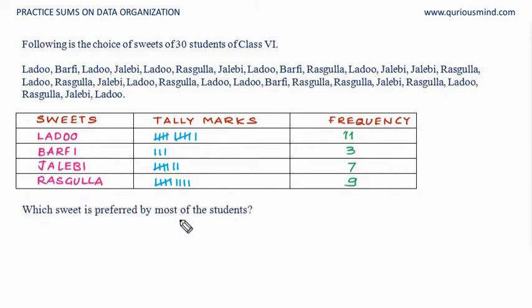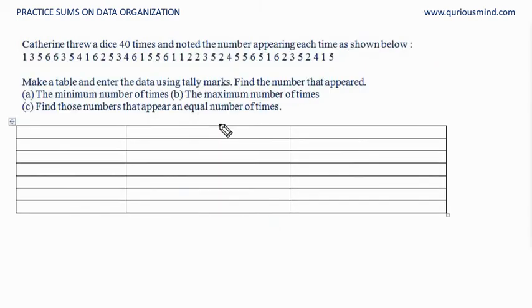Which sweet is preferred by most of the students? Now just looking at it, we know the frequency 11, Laddu. That is the maximum preferred sweet. So most of the students prefer Laddu. That is our answer. Let's do the next one.